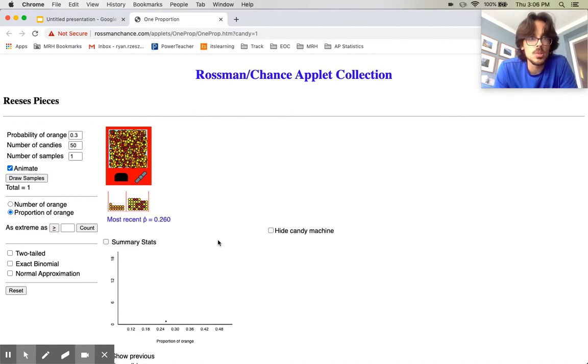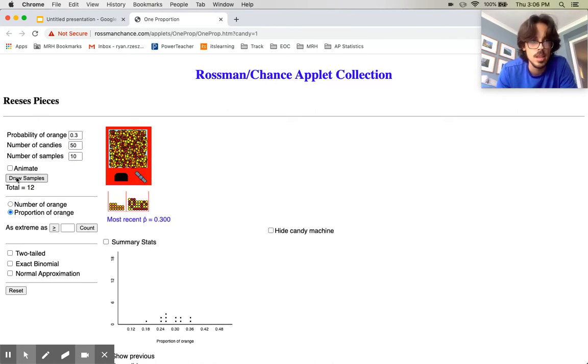Oh, I regret choosing 50. There it is. So I got 26% for my sample right there. There's a dot on my picture. I'm going to turn off animation. I'm going to do it again. So there it is, 36%. And that's going to take me forever. So I'm going to jump to 10 at a time. So it's going to take 10 samples for me.